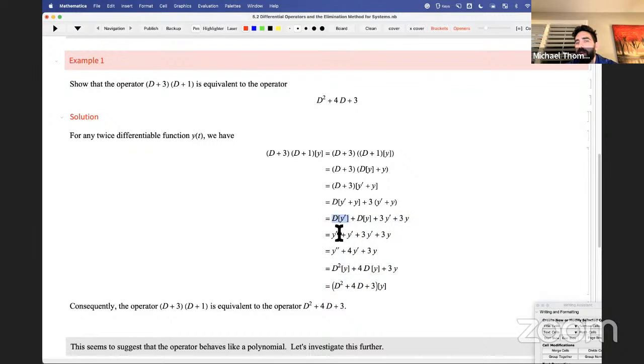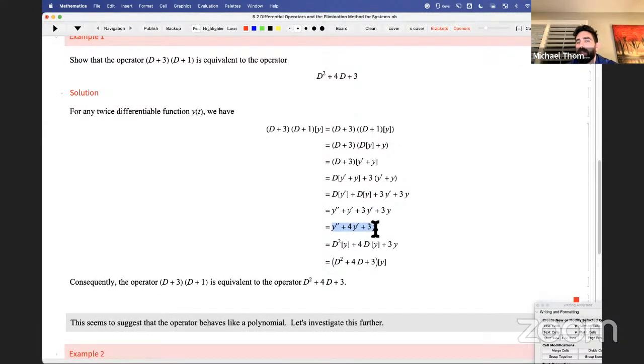Now the derivative of y prime is just y double prime, and the derivative of y is just y prime. We've got some common terms there. We'll add the y prime and the 3y prime together to get 4y prime. And now we've got it completely expanded out in prime notation. So now what we'll do is we'll re-express this in d notation, hopefully to get back here.